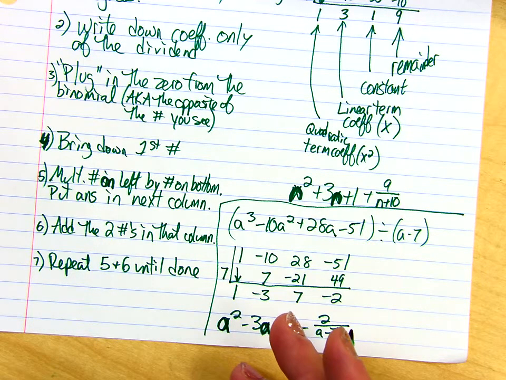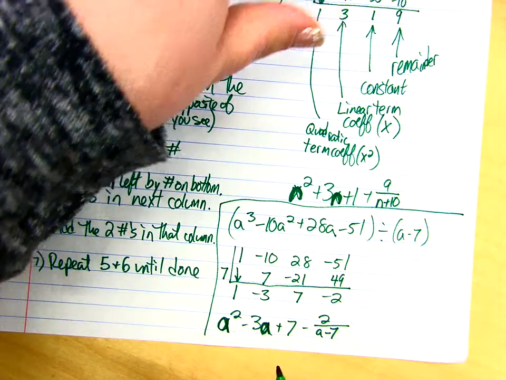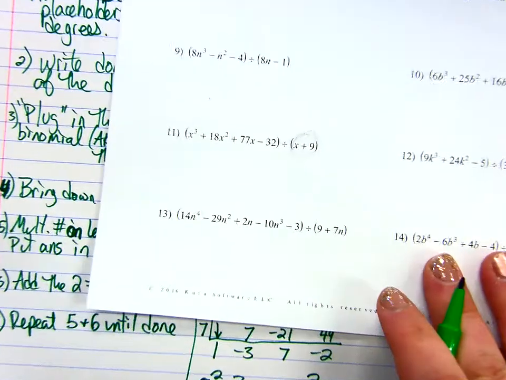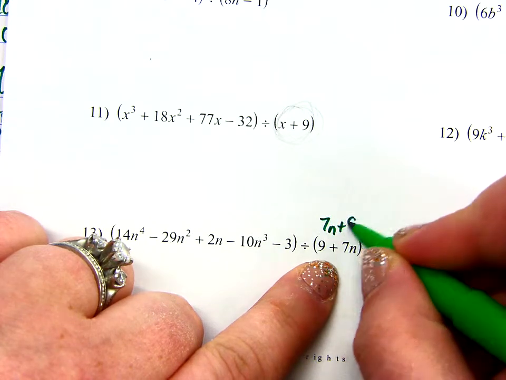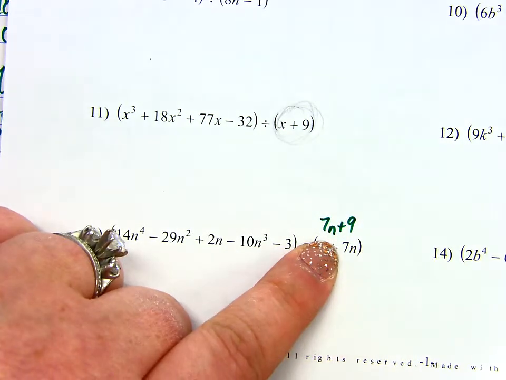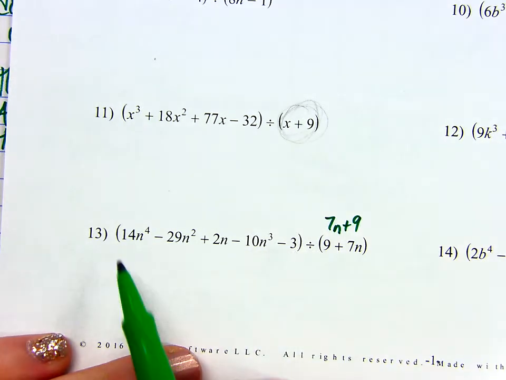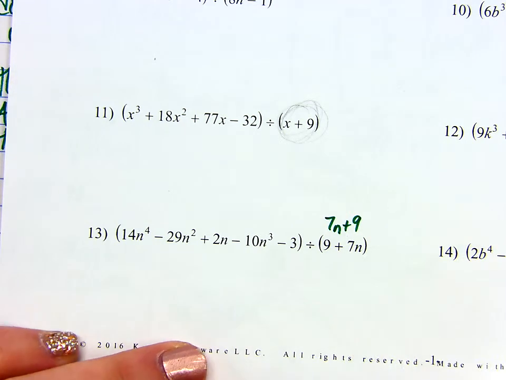If I tried to do number 13 using this new method, it would have actually been really annoying. Because if you look at 13 real quick, look at what you're dividing by. First of all, I'd write it as 7n plus 9. But a is not 1, so I'd have to divide everybody by 7. Not all of these are divisible by 7. And I'd be plugging in negative 9 sevenths. You want to deal with that? I don't want to deal with that.